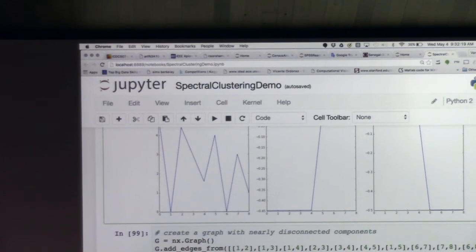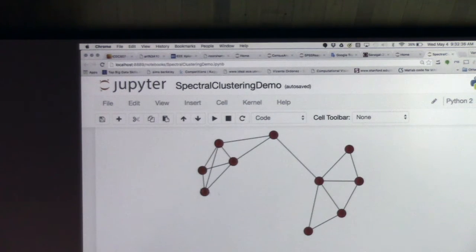Now the next point is, what if the graph is not completely disconnected? The same logic holds there as well. If you have a graph which does not have disconnected components, but has nearly disconnected components, for example a graph like this, then if you do its eigenvector analysis, you will not find two zero eigenvalues, but you can look at the smallest eigenvalues. If you look at the smallest eigenvalues, that will help you identify the nearly disconnected components.